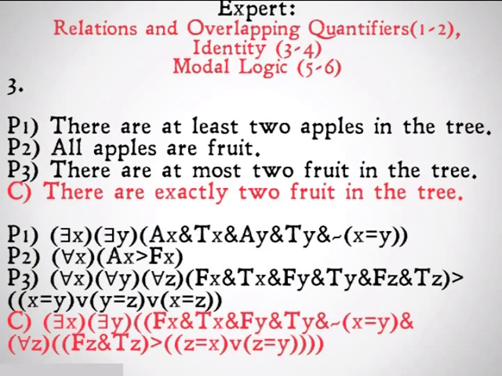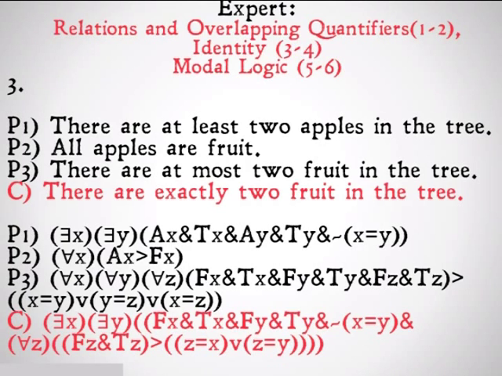There exists an x such that there exists a y, such that x is an apple and x is in the tree, and y is an apple and y is in the tree, and it's not the case that x is identical to y. That's there are at least 2 apples in the tree. All apples are fruit is for all x, x being an apple implies that x is a fruit. That one's pretty straightforward.